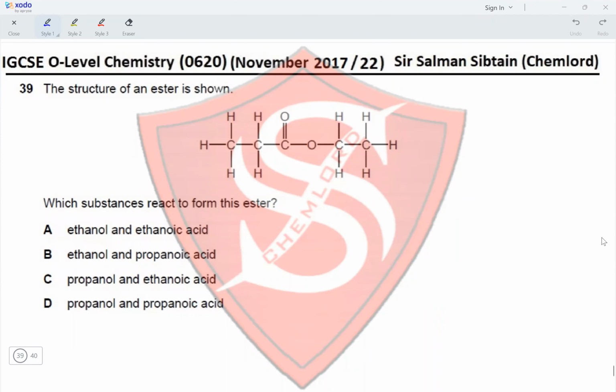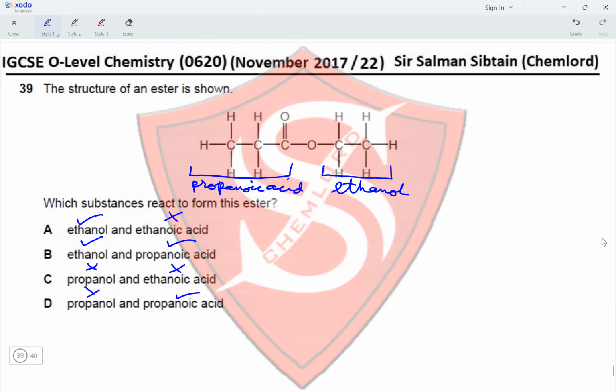Question 39. The structure of an ester is shown. So this ester is made up of the alcohol, which contains 2 carbon atoms, which would be ethanol, and it is made up of a carboxylic acid that contains 3 carbon atoms, that would be propanoic acid. So the question is, which substances react to form this ester? Ethanol and ethanoic acid? No. Ethanol and propanoic acid? Yes. Propanol? No. Ethanoic acid? No. Propanol? No. Propanoic acid? Yes. Therefore, the correct option for this question is option B.